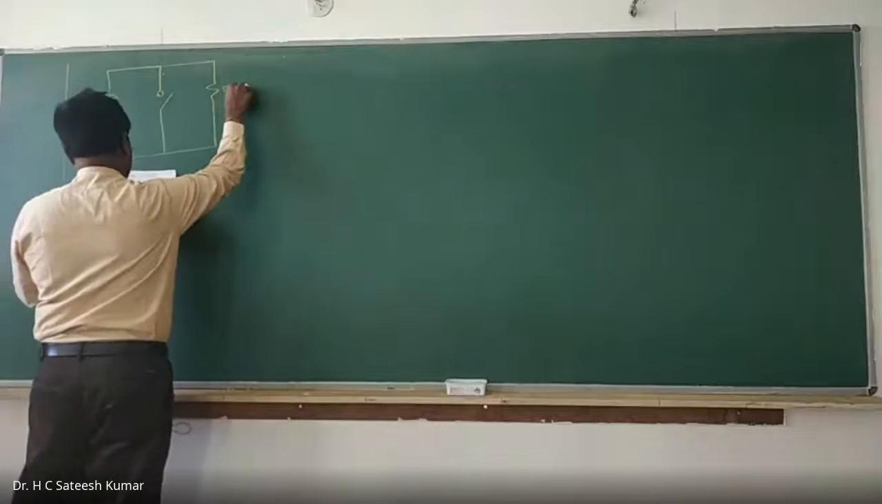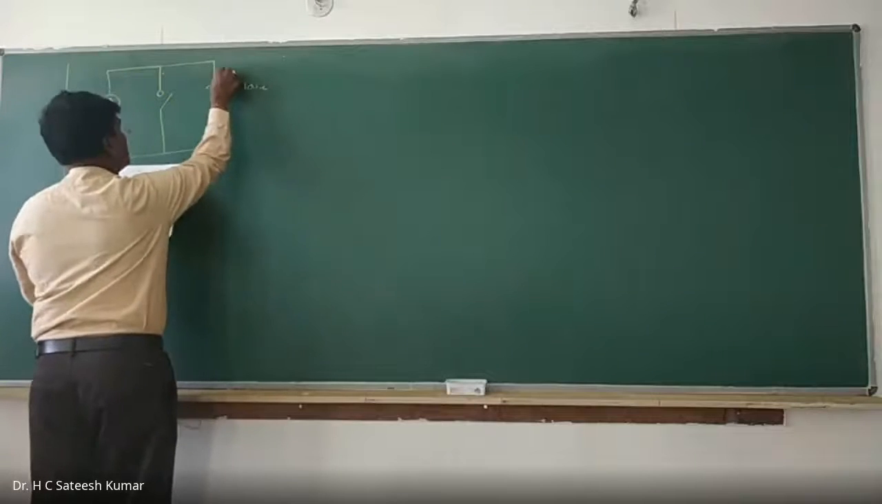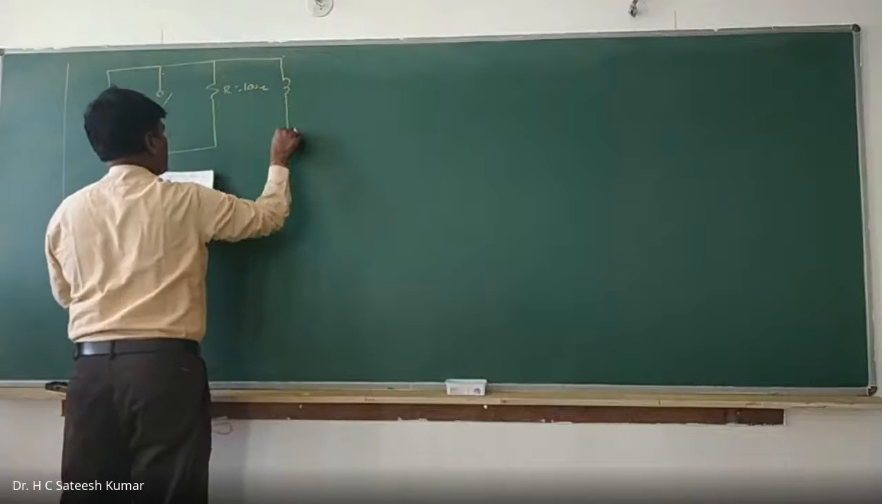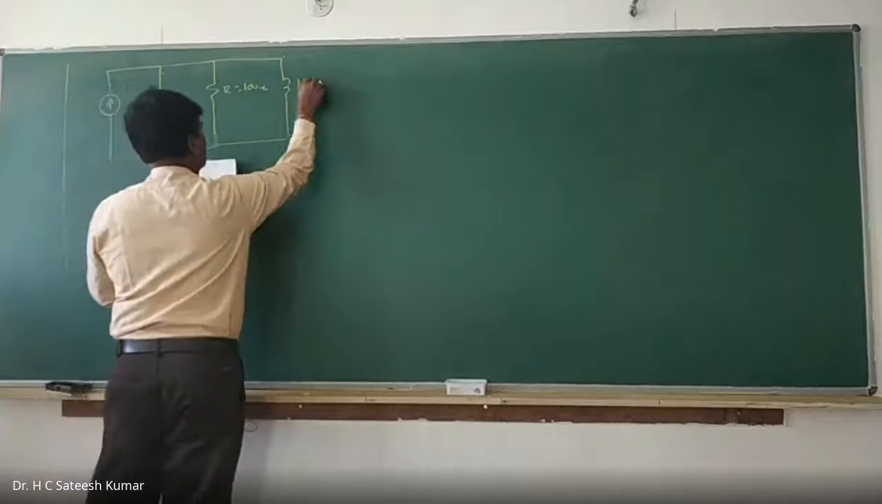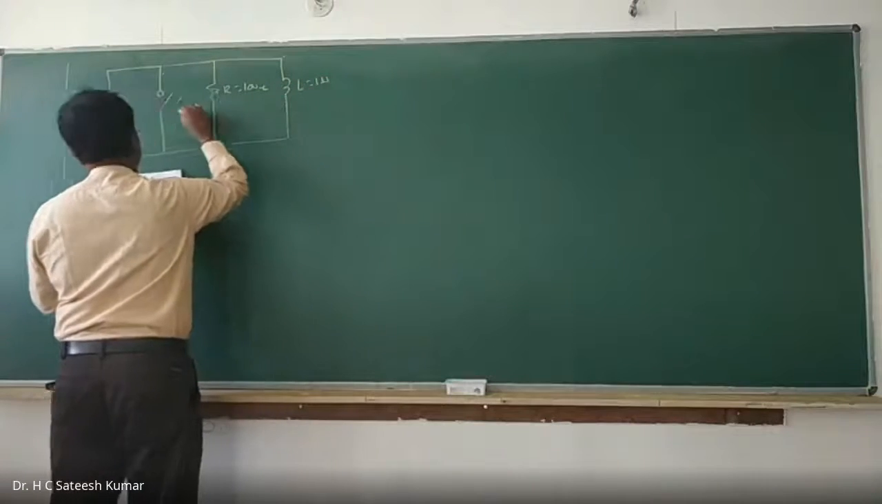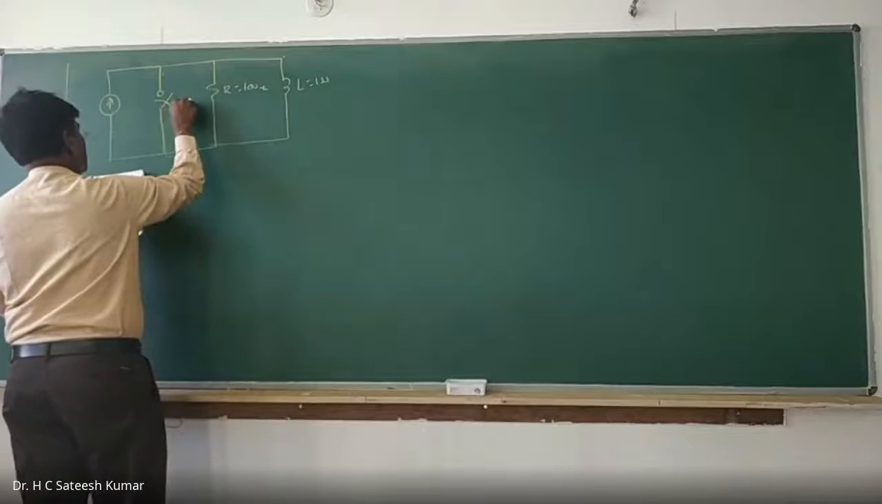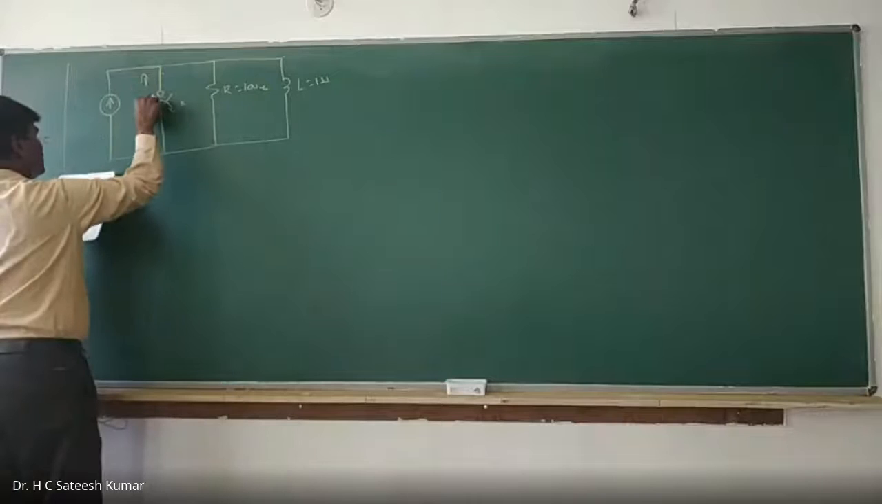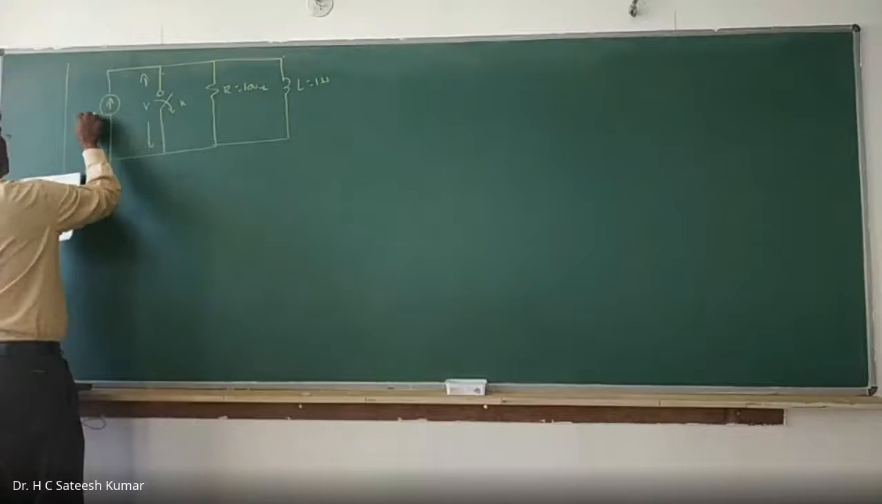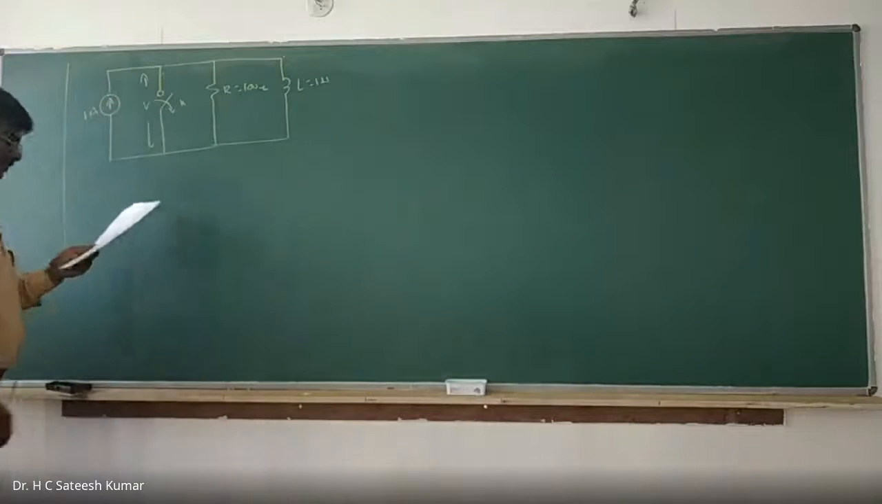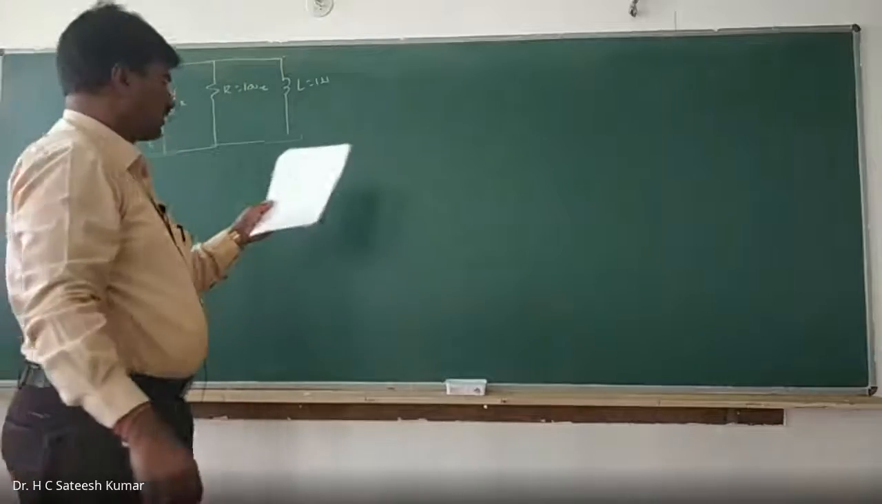R is equal to 100 ohms and L is equal to 1 Henry. Opening switch K. This is voltage V. This is 1 amp. Okay. So the question is like this. Generally this is a 10 marks question.